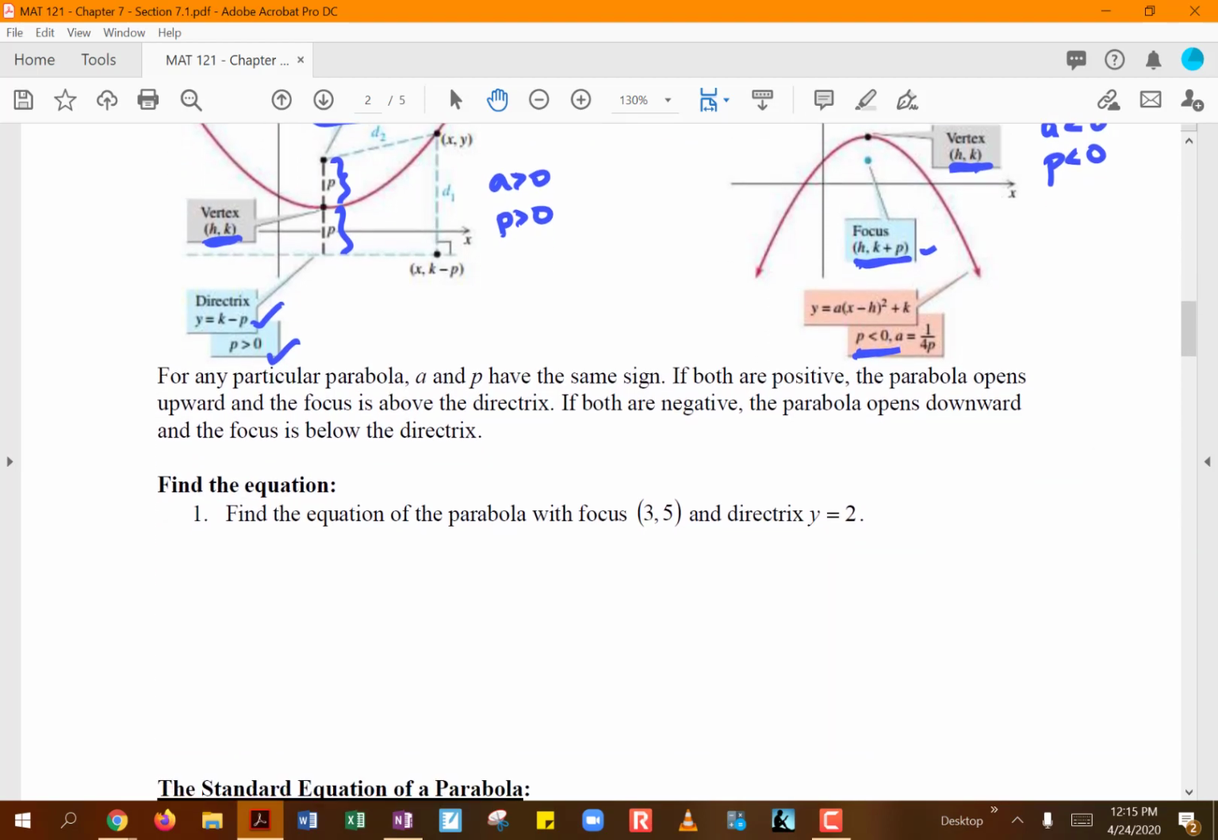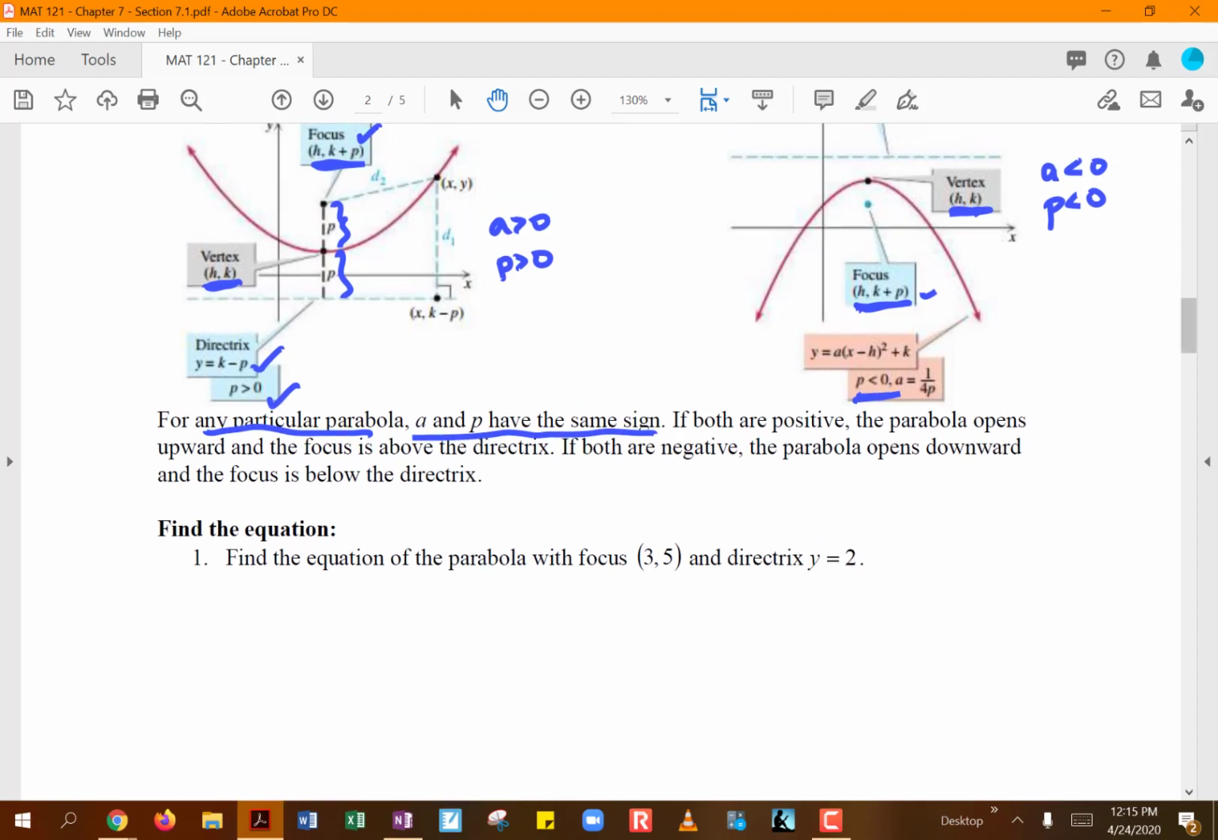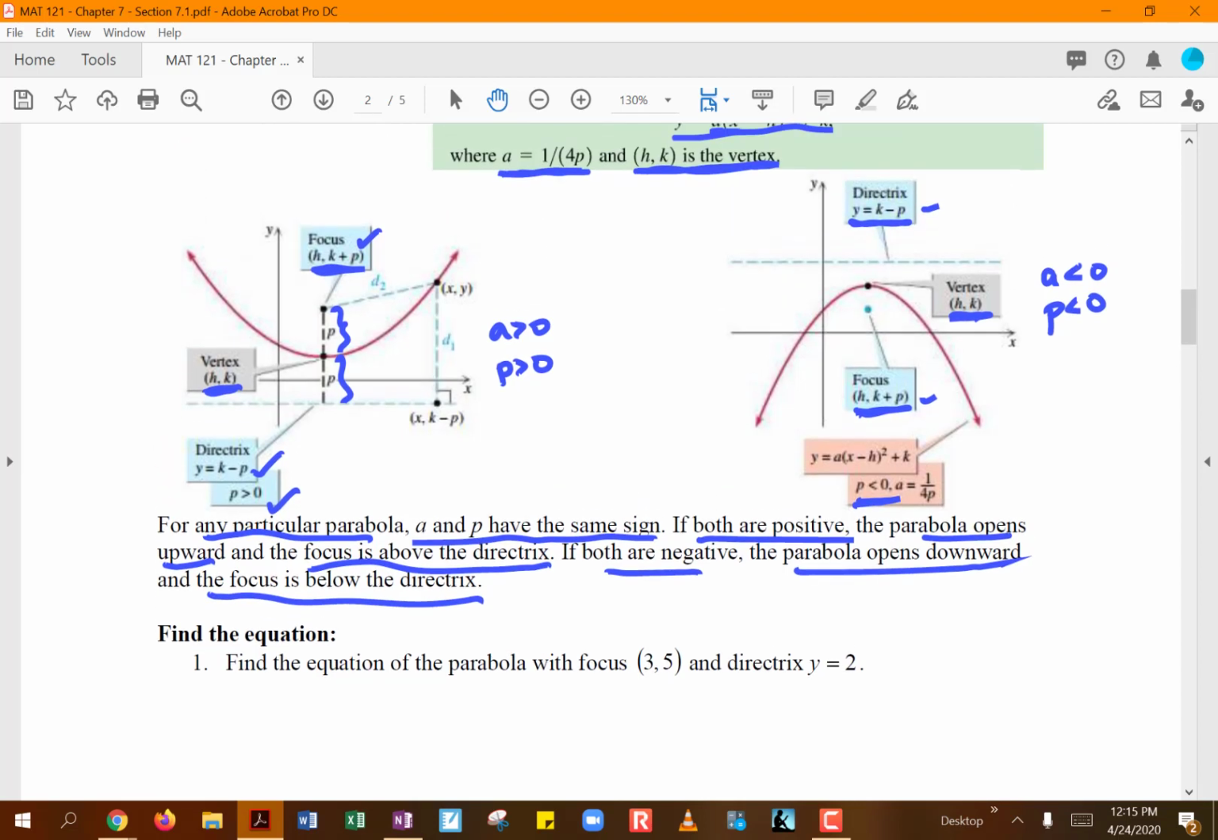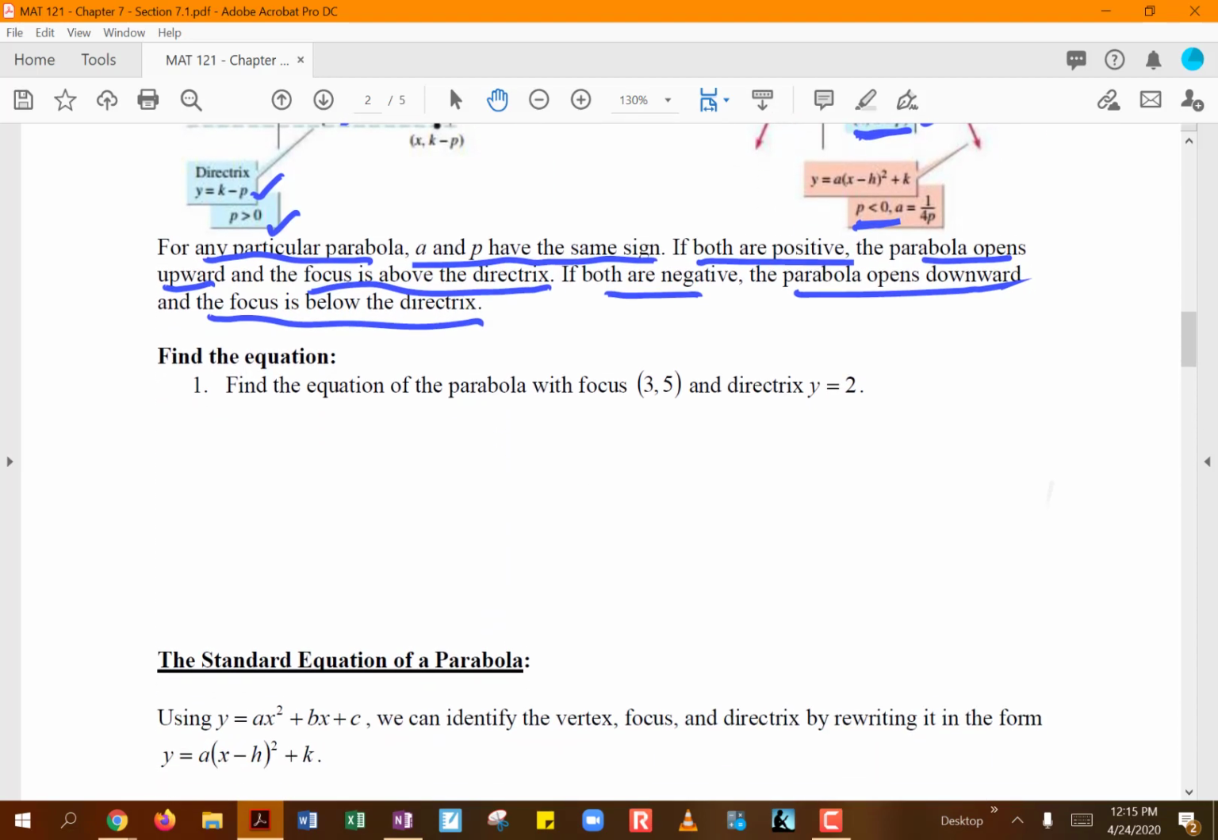Okay, all right, so they're saying for any particular parabola, a and p have the same sign. So like I showed you here, if it opens up, a and p will both be positive. If it opens down, a and p will both be negative. So they will always have the same sign. If both values are positive, the parabola opens upward. If both values are negative, your parabola opens downward. And if the parabola opens up, then the focus is going to be above the directrix. If the parabola opens down, then the focus is going to be below the directrix. And again, you can kind of look at the two graphs over here and verify that.